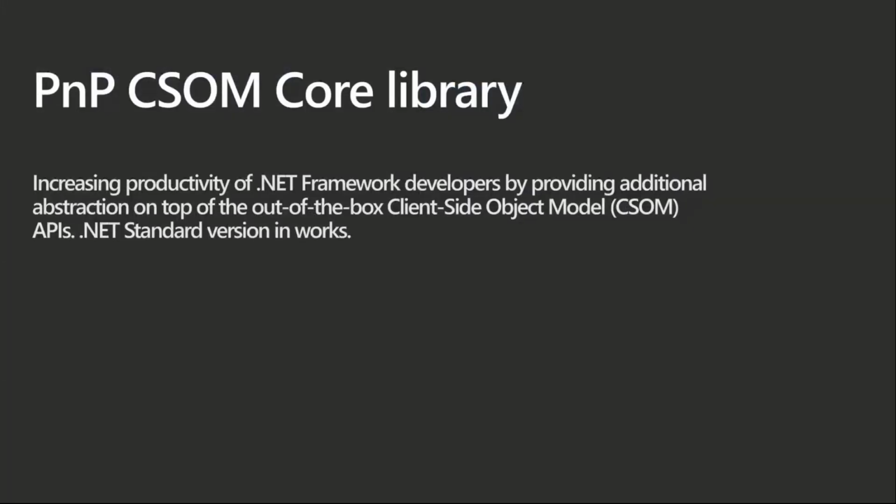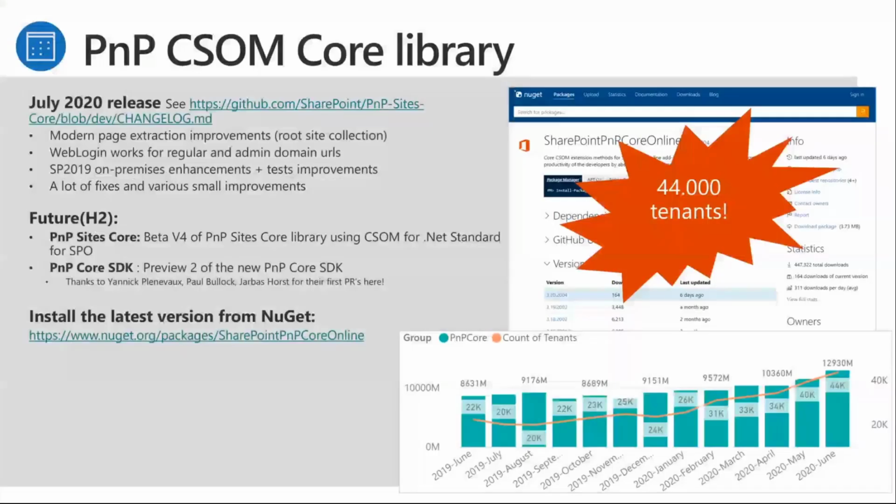All right, let's move to the usual updates. Let's start with the PnP CSOM Core library, which is our core utility library. It contains the provisioning engine, but many other things as well. We shipped the July 2020 version, which had several improvements. The bigger ones are some modern page extraction improvements, so if you extract from a root site collection, things are properly tokenized, web part improvements, and a lot of SharePoint 2019 improvements.